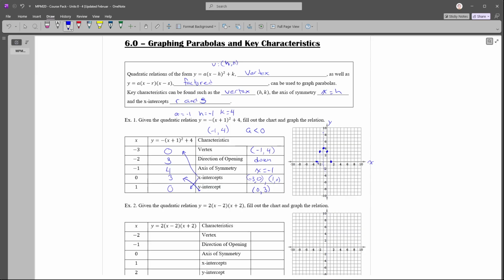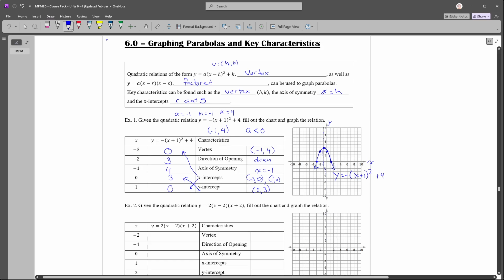We have all this information. Now we just need to connect the dots. We draw our line all the way up and down. Don't forget your arrows. We've already labeled our axes, so we just need to write in our equation now: y equals negative (x plus 1) all squared plus 4. Great. So that's all we're looking for in that regard. Lots of information.